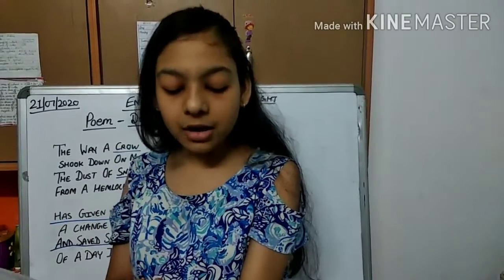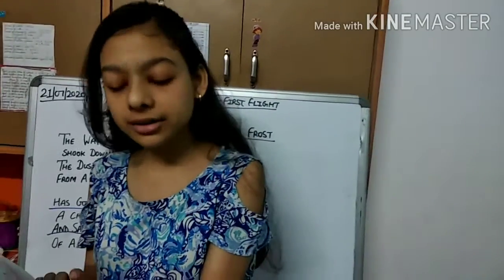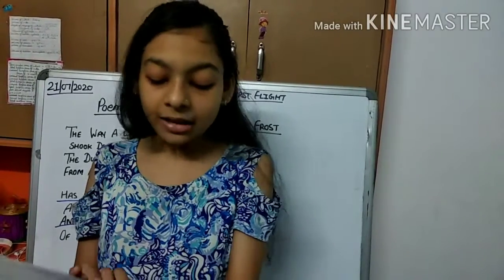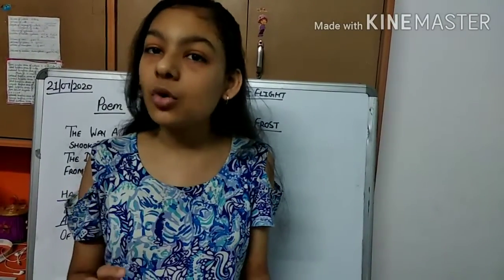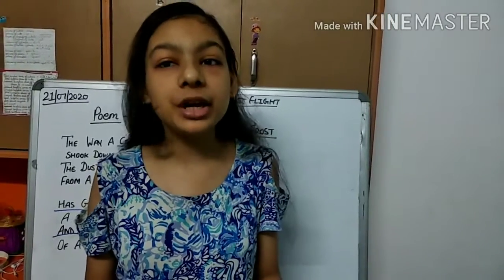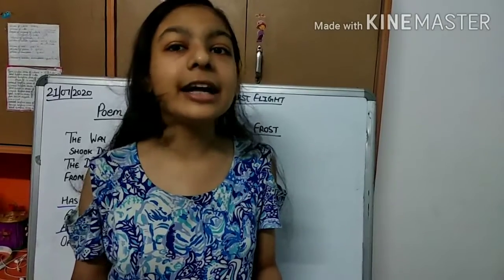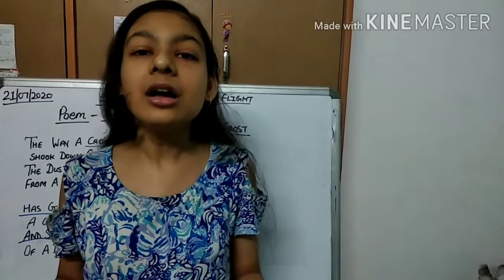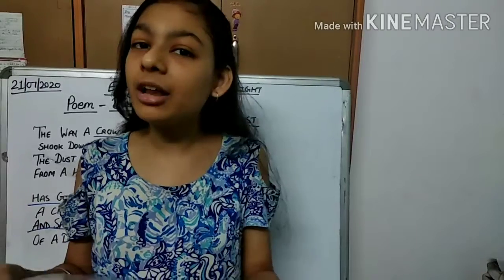Now, the third part of question number two is, what do the crow and hemlock represent, joy or sorrow? So the crow and hemlock represent sorrow or bad luck. The second is, what does the dust of snow that the crow shakes from a hemlock tree stand for? So the dust of snow that a crow shakes from a hemlock tree stands for sorrow or sadness, because as we know, it has fallen from a hemlock tree, and the hemlock tree stands for sadness or death. So it is an evil aspect.